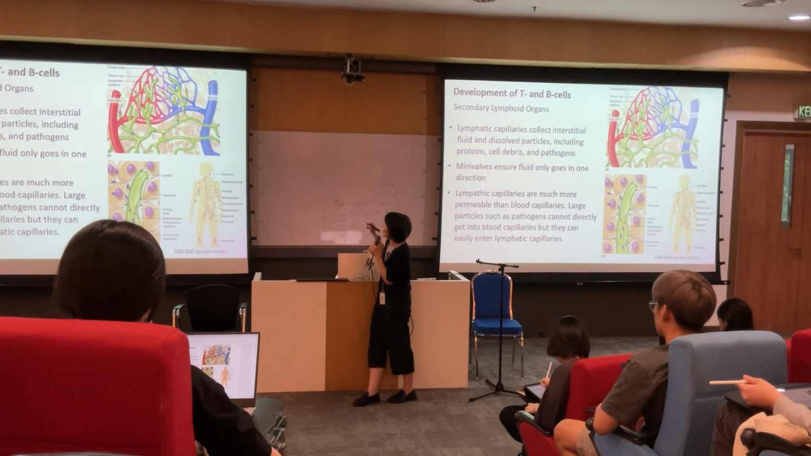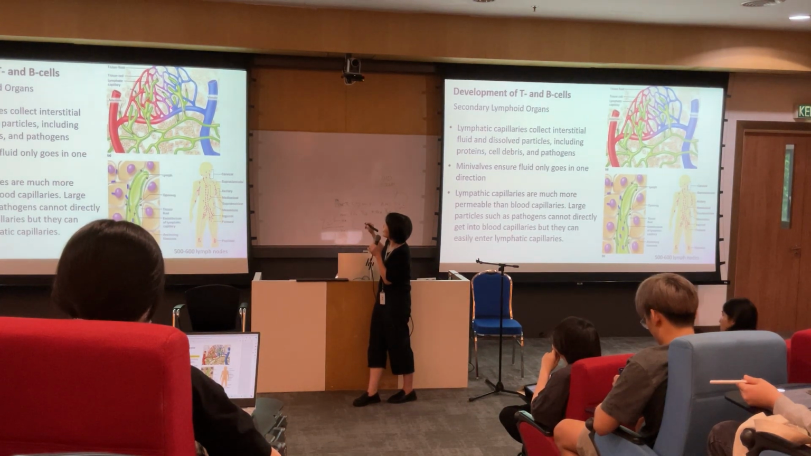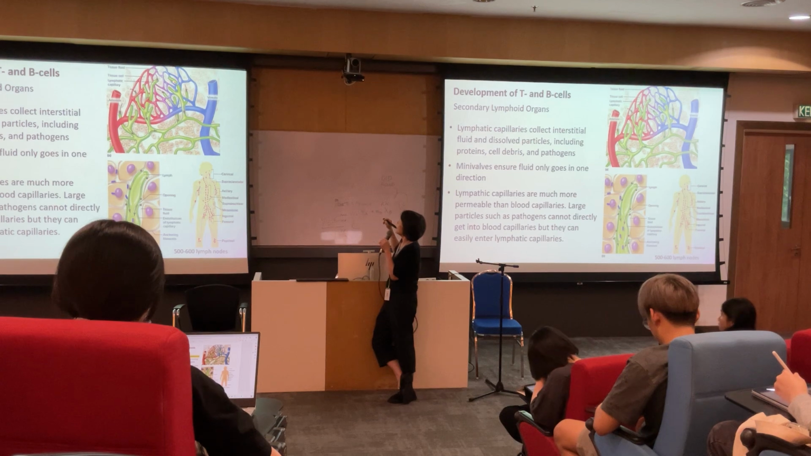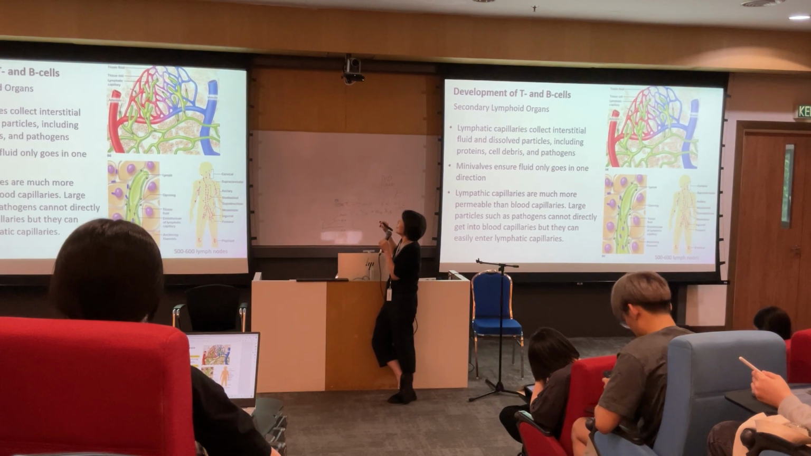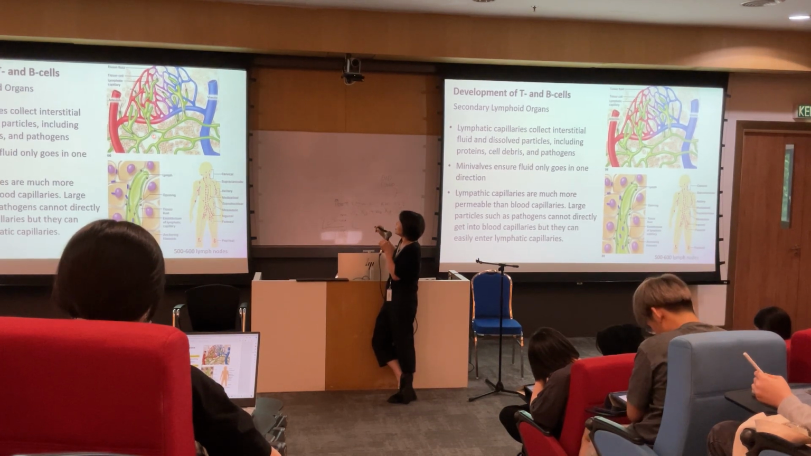Why is the lymphatic vessel very important for the immune system? Because the lymphatic vessel collects the fluid from the tissues. So let's say in the gut, lying underneath the epithelial layer, there are lymphatic vessels, and the fluid, whatever the nutrients, whatever maybe the bacteria coming out from the gut, will be collected by the lymphatic vessel. So these lymphatic vessels will be circulating to the lymph node.